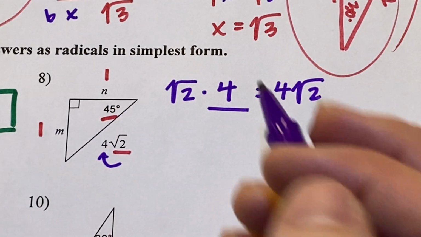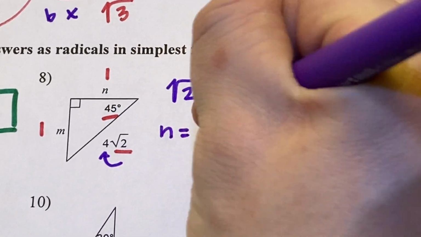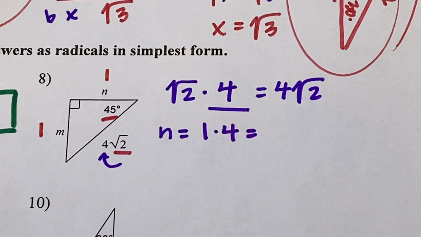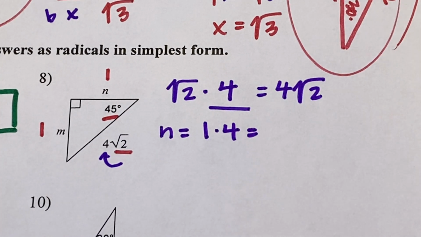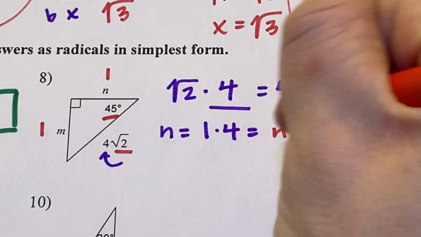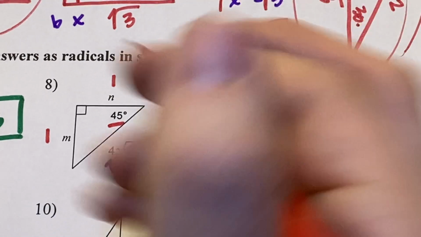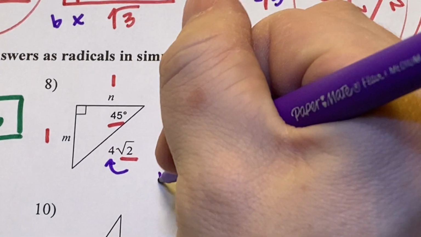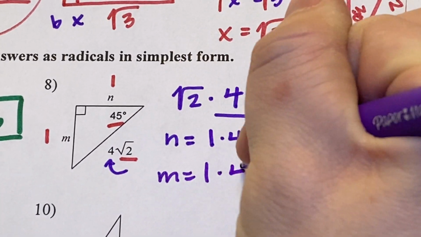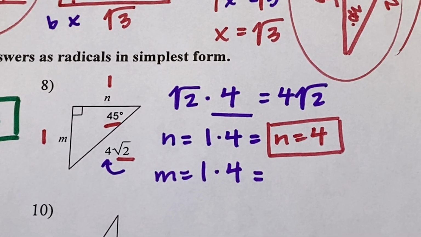Okay, so first let's do our n side. What is 1 times 4? What is my n going to be? 4. So the n side is 4. Oh, look how easy this is. Let's do the same thing for the m side. It started out as 1, so I need to take 1 times 4. What is my m side? 4.